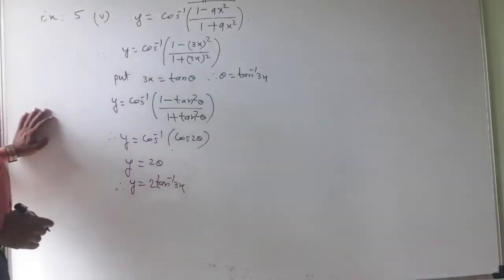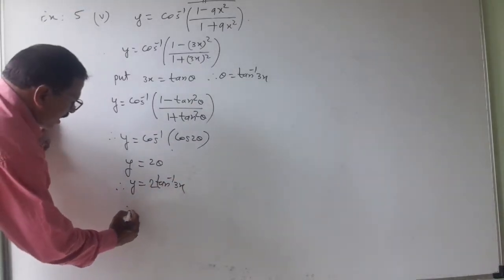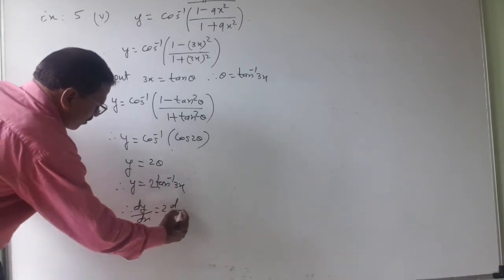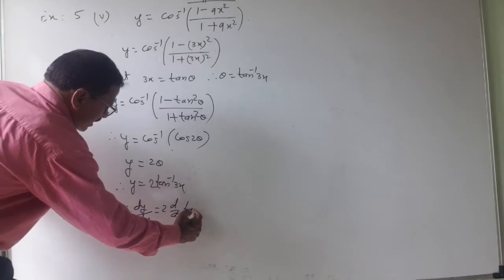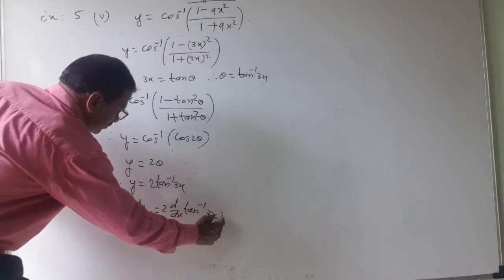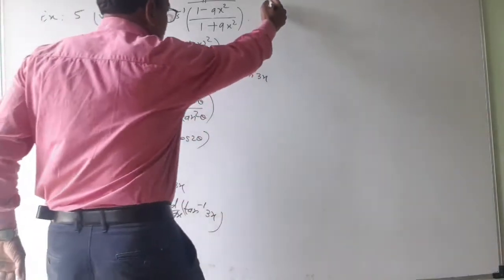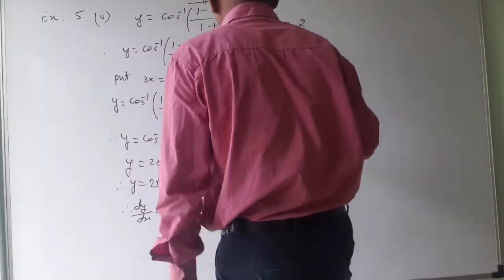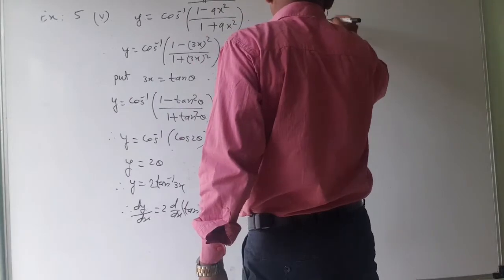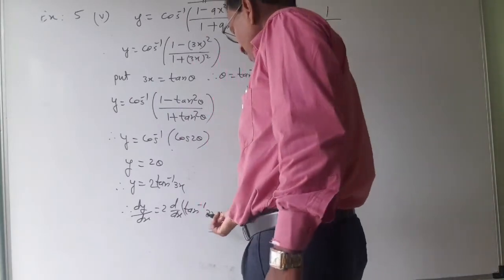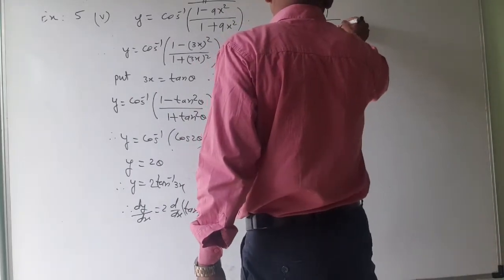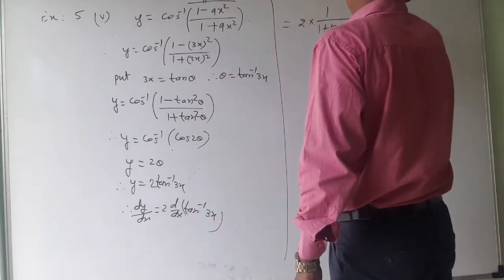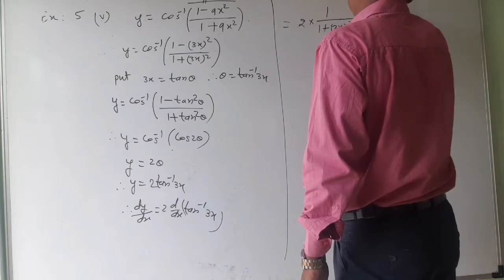Now I will take the derivative. Therefore dy by dx is equal to 2 into d by dx of tan inverse of 3x. That is equal to 2 into d by dx of tan inverse, which is 1 upon 1 plus x square. At the place of x it is 3x, so 3x square. It is not x, so take the derivative of it and multiply d by dx of 3x.